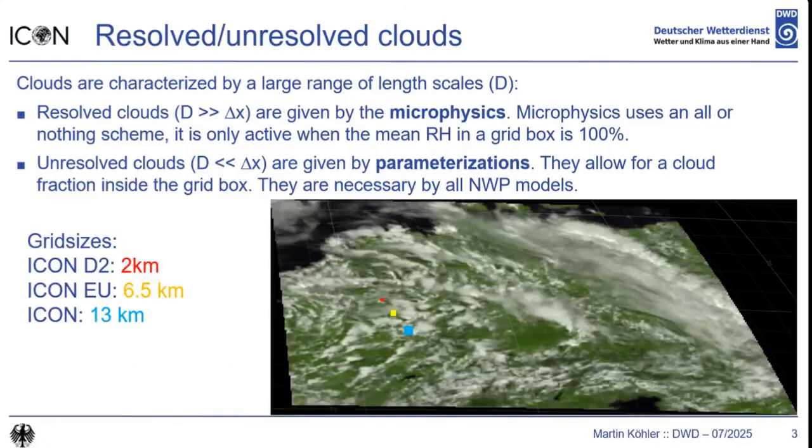We already talked about resolution, resolved and unresolved. So you have resolved clouds. Let's say you have a 10-kilometer resolution model. On your 10-kilometer grid, you have resolved clouds, and the way our model is set up is that the microphysics deals directly with these resolved clouds. The unresolved clouds are then treated with the cloud cover parameterization to look into the details that are smaller than your grid scale.